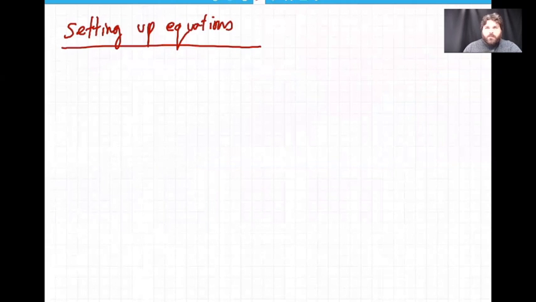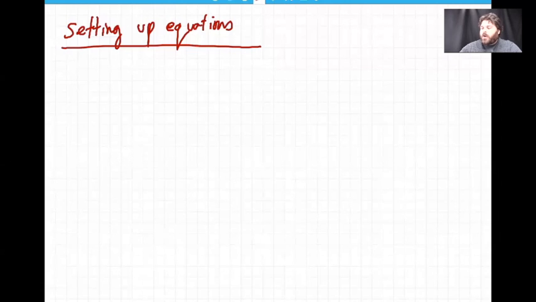One thing you're going to have to be able to do in geometry problems is set up an equation. You have to be able to set up equations, and they're not terribly difficult. You just have to get into this thought process of how it works.